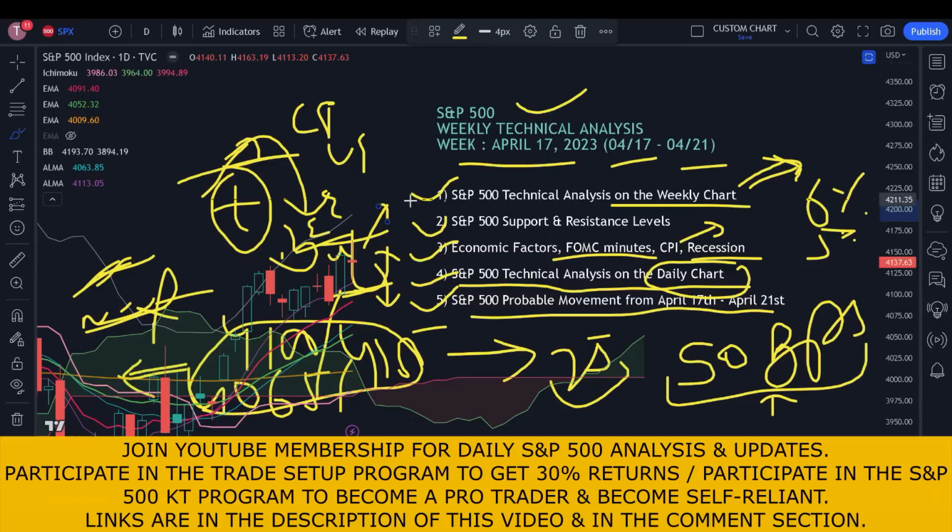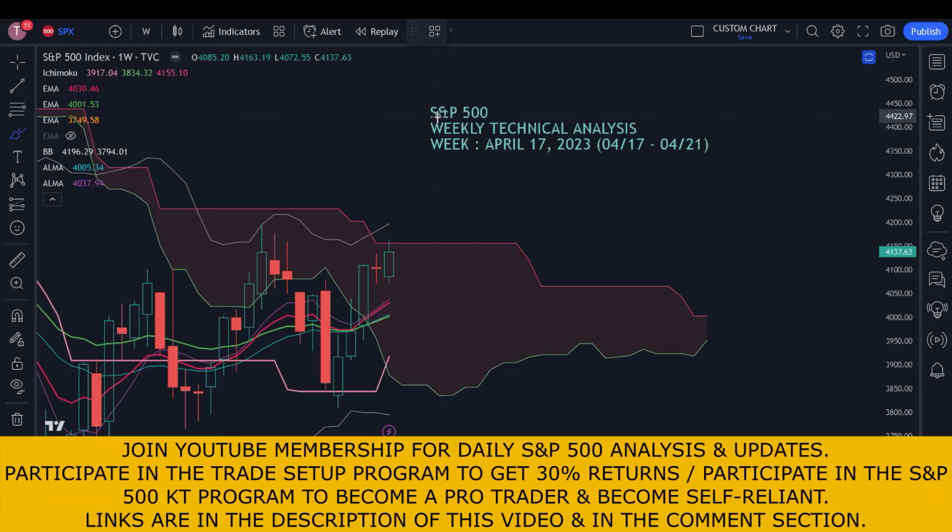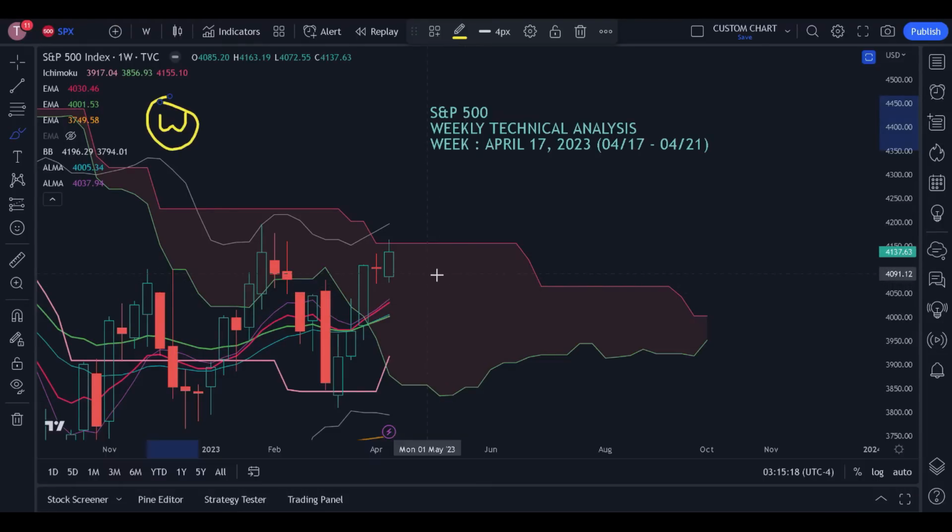Now guys, I am going to begin with the S&P 500 technical analysis on the weekly chart. So guys, this is the weekly chart of the S&P 500. Weekly chart means that one candle represents 1 week, not 1 day or 1 hour.